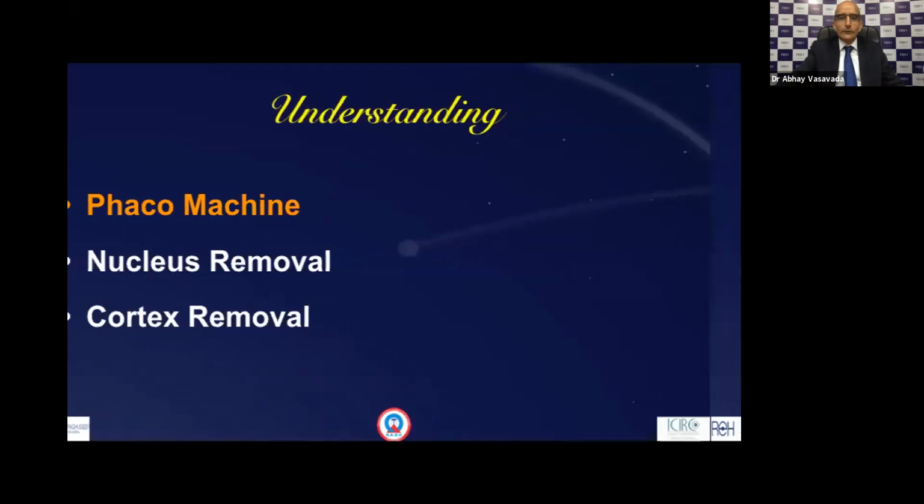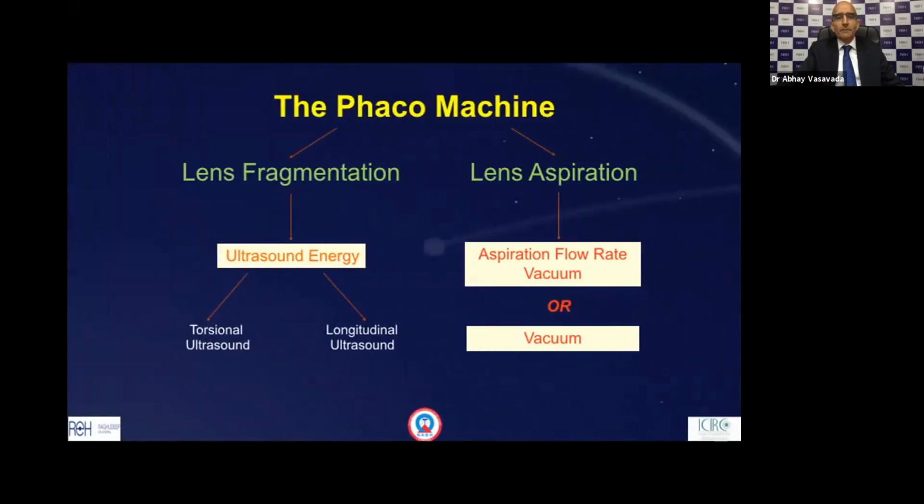As regards the phaco machine, the lens material is removed first by a process of lens fragmentation, and that's what gives us the emulsate, which is why phaco emulsification is the name. That fragmentation can be done with longitudinal ultrasound, as it has been over the years. But in the last several years, torsional ultrasound, which Alcon has given the name OZil, really has changed the way the lens is fragmented.